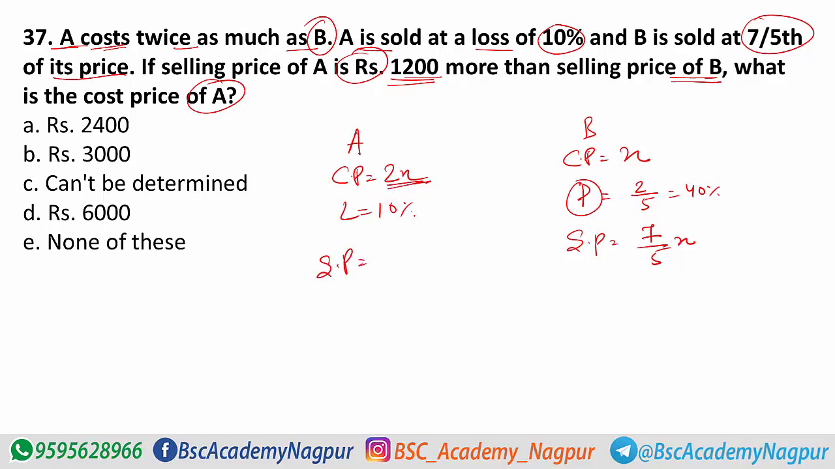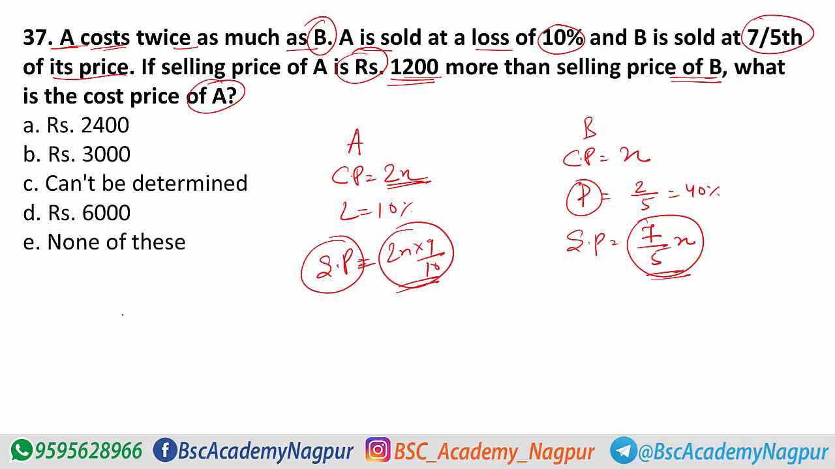90% of 2x, right? 10% we have incurred, so the selling price is 1200. This selling price will come 1200 more than this one. We have to find the selling price, like 90%, 9 by 10 of 2x. This is the selling price and this is 1200 more than this one.